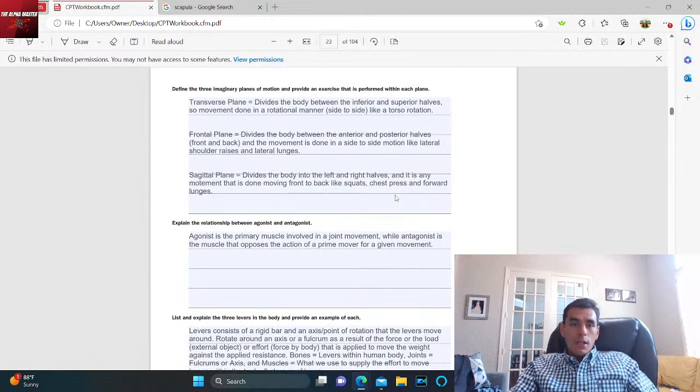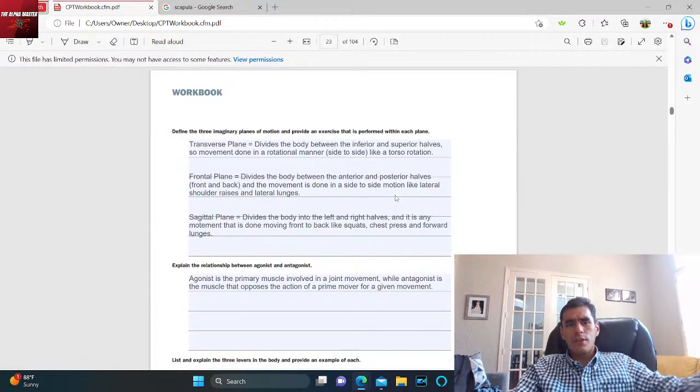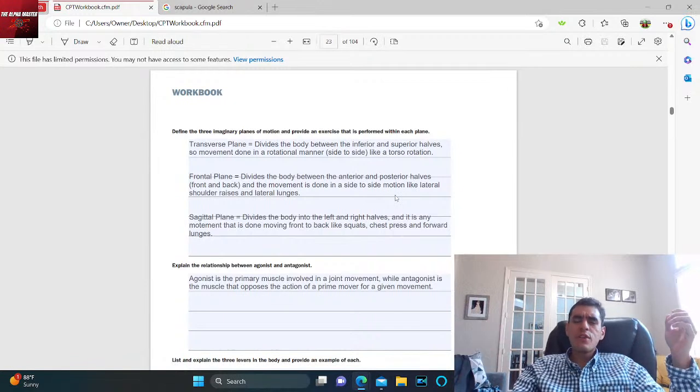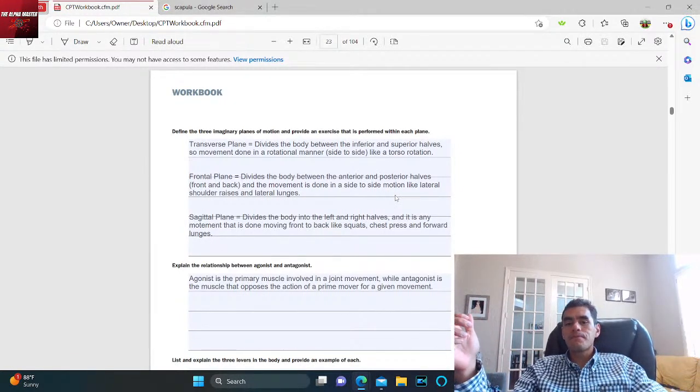So now the three planes of motion. Once again, define the three imaginary planes of motion and provide an exercise that is performed within each plane.